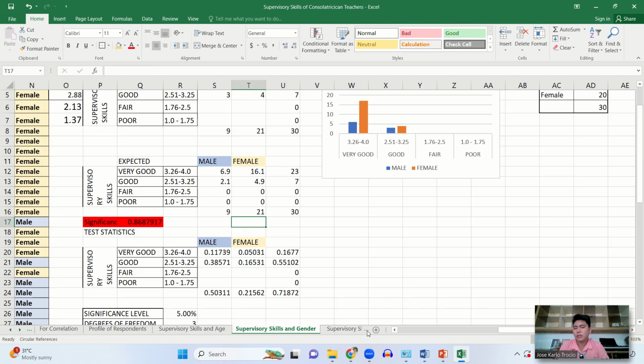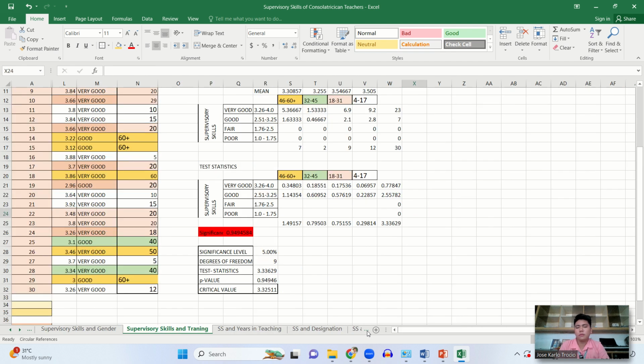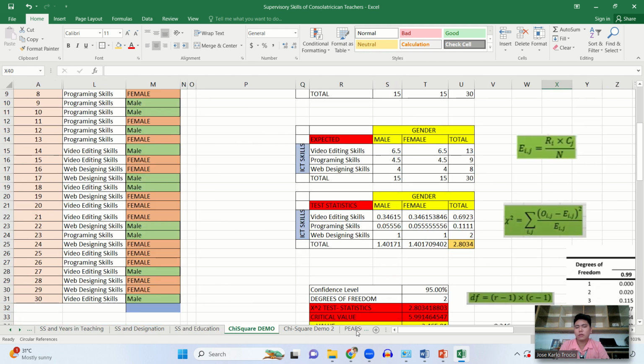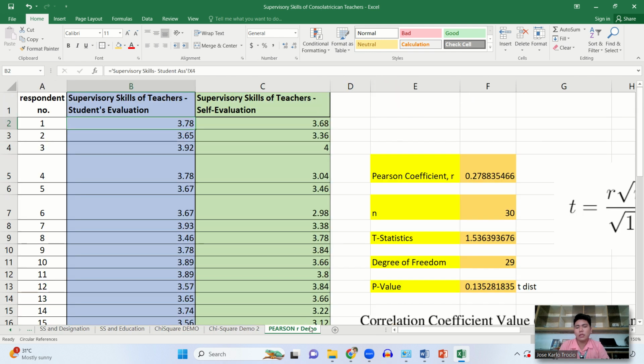Let me go back to the Pearson R correlation sheet. Hold on. Okay, this Pearson R demo sheet. So you have supervisory skills of teachers, students' evaluation. This is according to the students, and the other one is the mean for their own evaluation. So let us see their correlation if they are coinciding with each other.